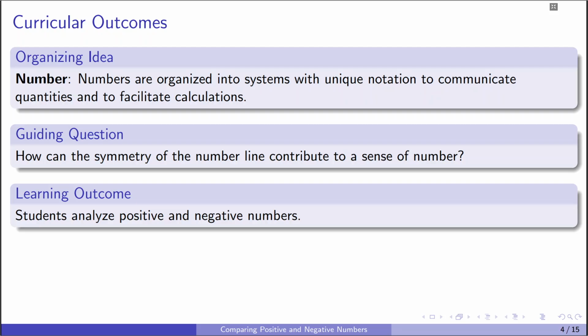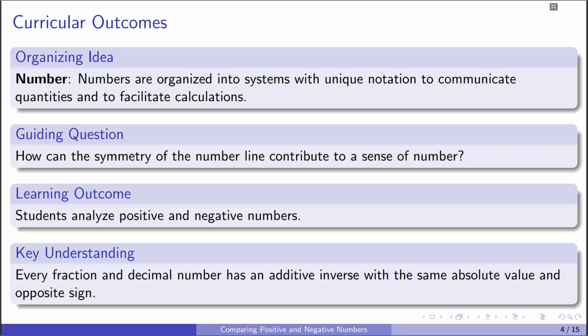And our key understanding for this block: every fraction and decimal number has an additive inverse with the same absolute value and opposite sign. So the additive inverse of 3 is negative 3. The additive inverse of negative 3 is positive 3.